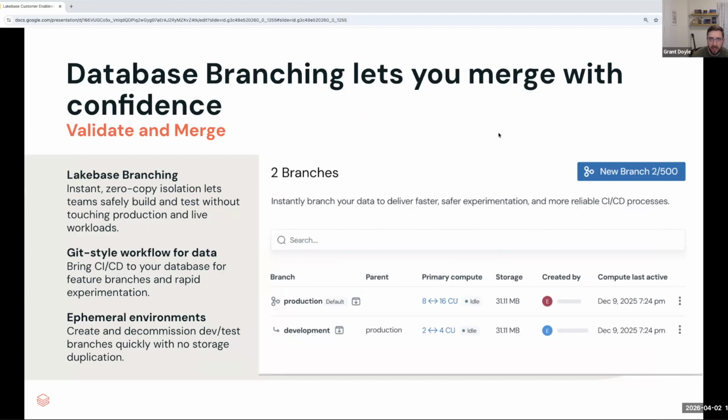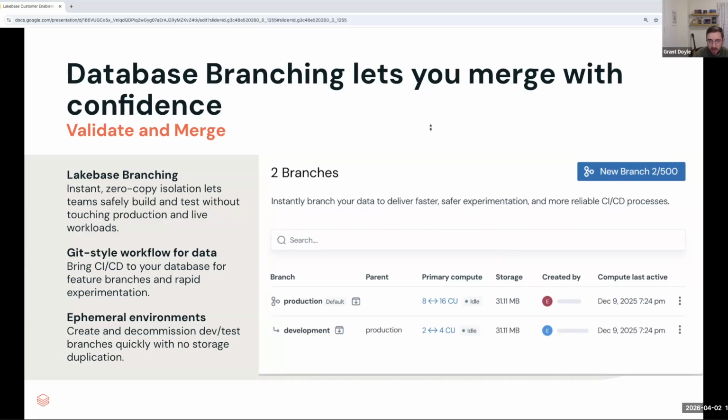All right, so again, going back to the separation of the compute and storage, one of the really cool things we get to do is database branching. This really lets you merge your changes with the database with confidence. So imagine being able to pull your production database, all that valuable, real production data, and develop features against that data in an isolated environment without having to copy any data down to a lower environment. This is really awesome. It allows you to test on real data and merge changes with confidence.